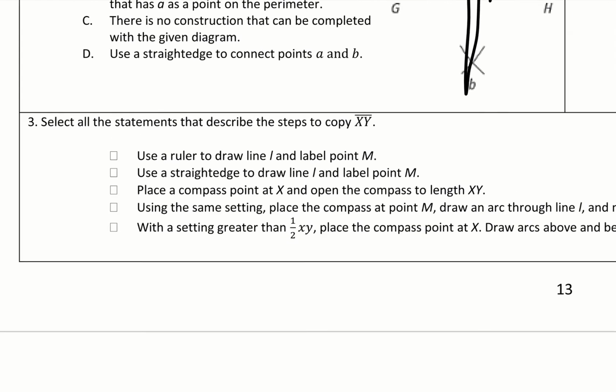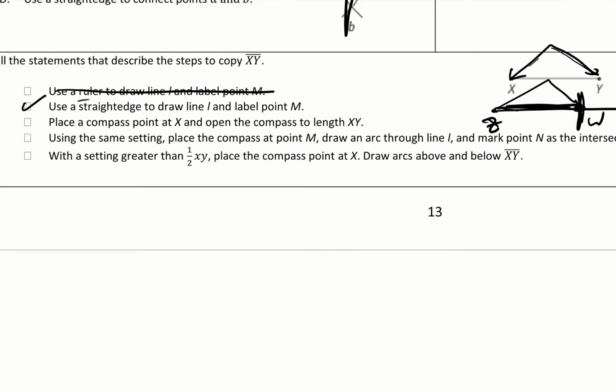So use a ruler? No, you don't want to use a ruler, just a straight edge. You don't have to use a ruler. It's a general straight edge. I guess they labeled it point M here. Doesn't really matter. And use a compass point. Open the compass to length XY. Yes, you want to open it to length XY. Using the same setting, place the compass at point M, draw an arc through line L. So there you go. That's what I did there. So that's true. With a setting greater than half XY? No, not half XY, XY. There you go. That's it.